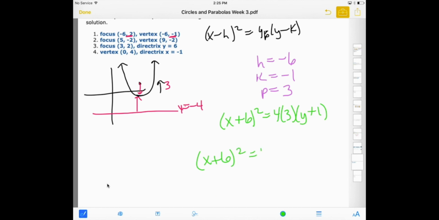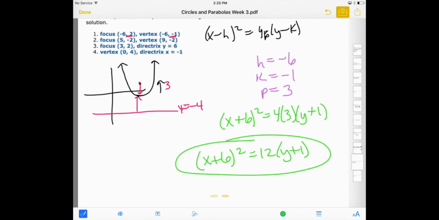So (x + 6)² stays that way, I don't do anything there. 4 times 3 is 12, and then (y + 1) will stay. And this is going to be my final answer for question number 1.